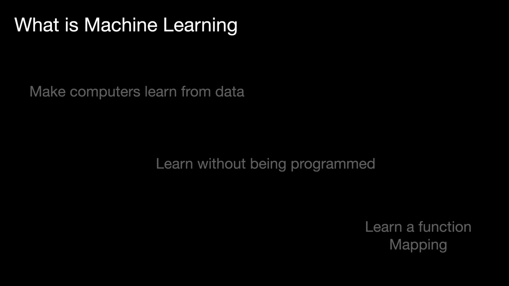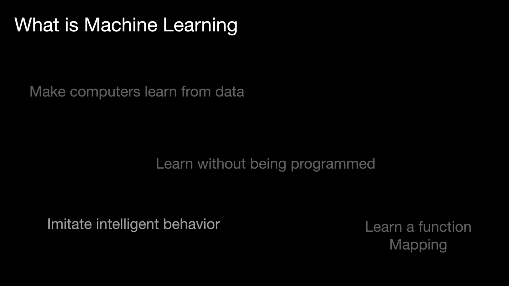So we saw that machine learning is basically learning from data, learn without being programmed, or learn a mapping function. So if you don't have a function, you can use the data to learn without being programmed necessarily, meaning I don't have to specify why a cat is a cat, but it can learn it from data.